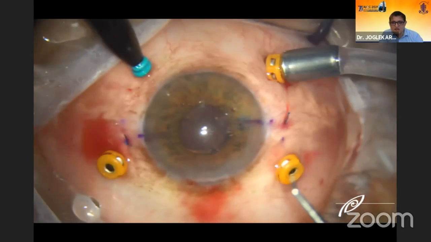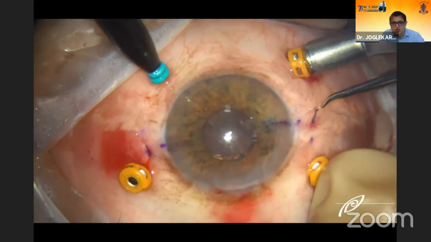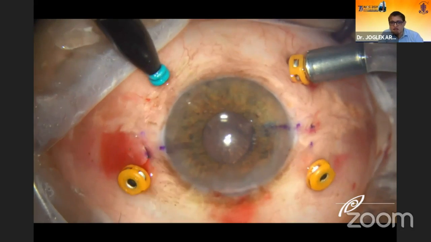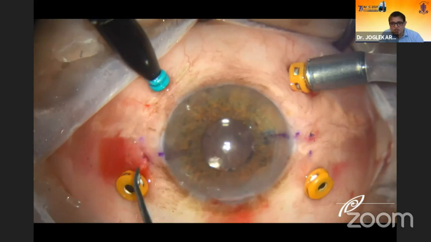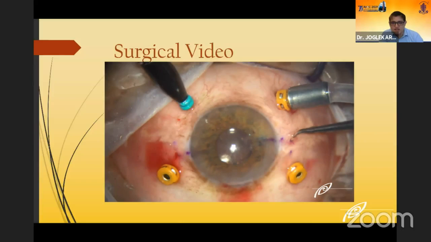You can notice that I am touching the haptic here, which I used to do in the earlier cases. Now I have modified the technique a bit. I will show you this later. And we tuck it inside, firmly inside the tunnel, and the case is done.